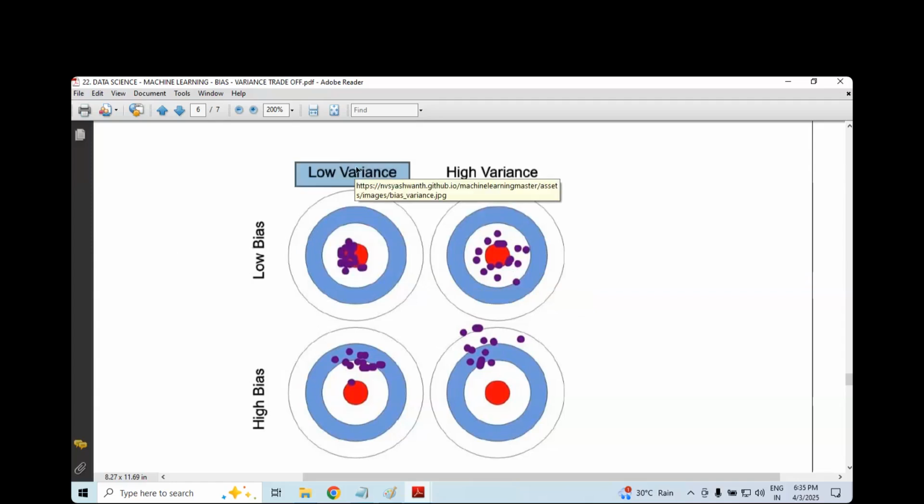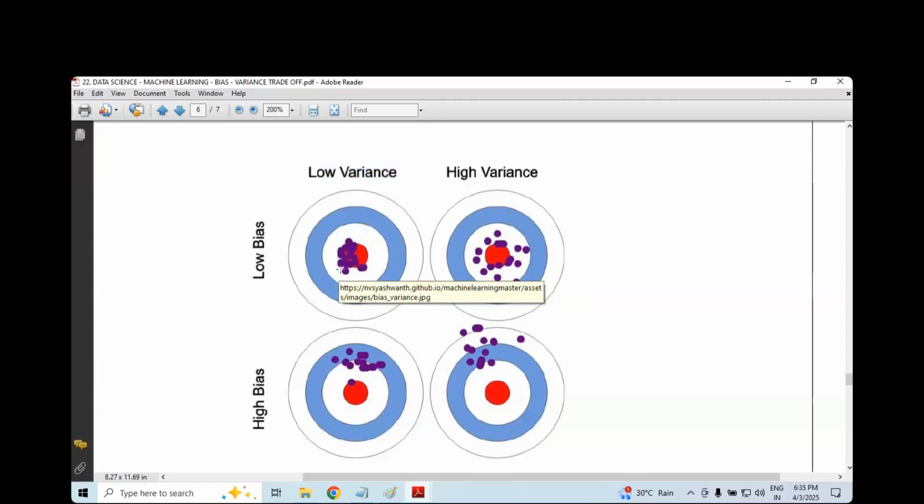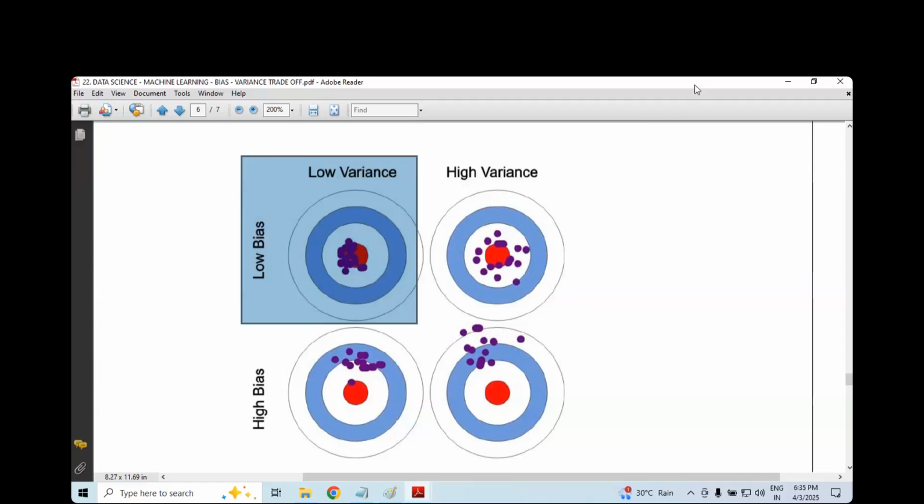Next one, low variance is a really good place. This is also called the sweet spot for a machine learning algorithm. Once you are done training, the ML algorithm may reach this place. If the ML algorithm reaches this point, trust me, this is the best position.